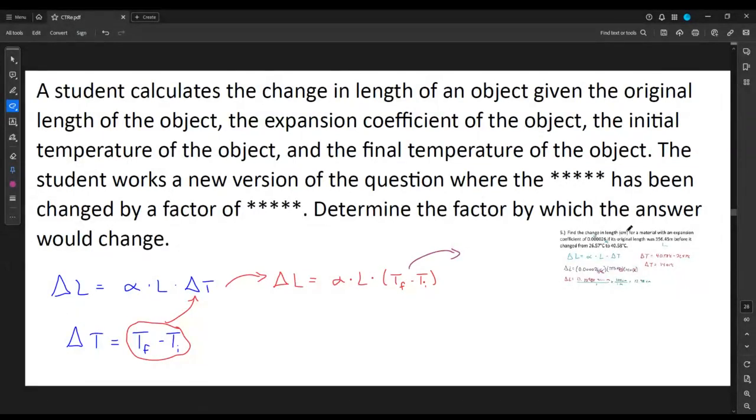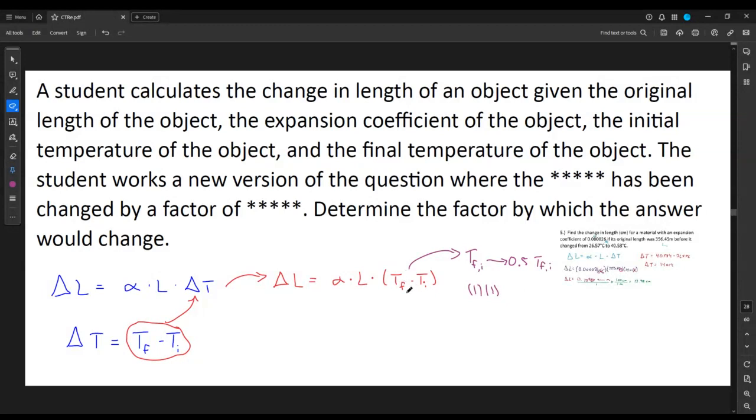What's going to happen is both of the temperatures would have to change together. So if you're told that the final temperature and the initial temperature are adjusted by some factor, then that's something we can find an answer for. In that case, alpha would be unaffected, so it would have a ratio with itself and make 1. The original length, again, is unchanged. That would be 1.